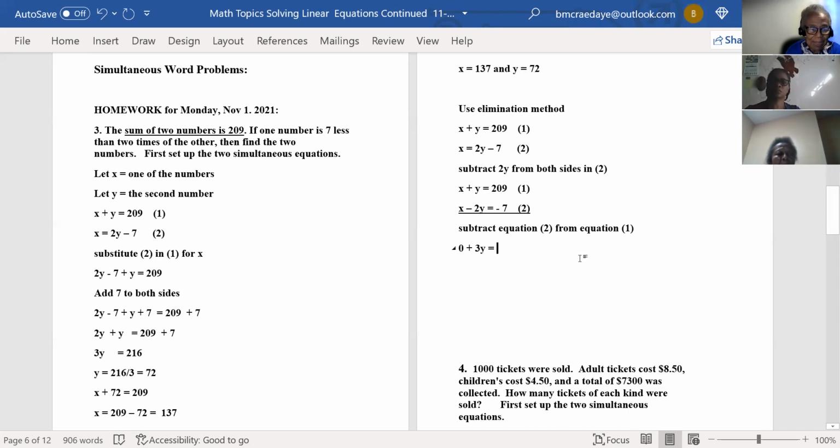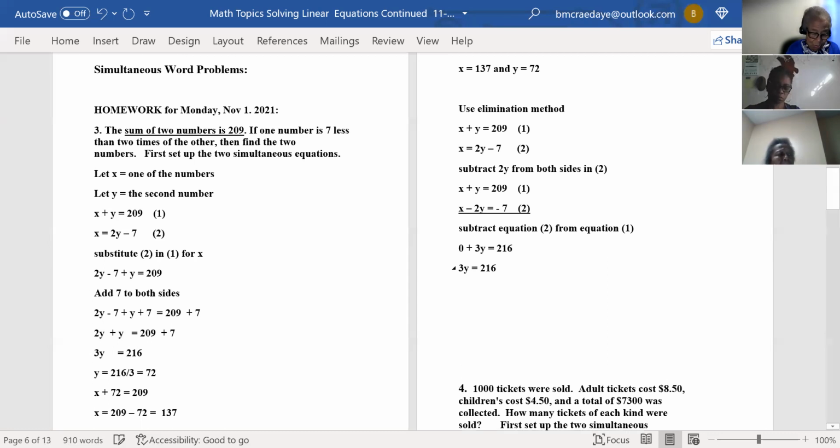Remember, we're subtracting a negative, so you have to add it. That's right. You got plus it, 216. That's it. And is that the same thing we got over here? Yep. 3y equals 216, and y is 216 over 3. 216 divided by 3 is equal to the same thing we got over on the substitution side, 72.